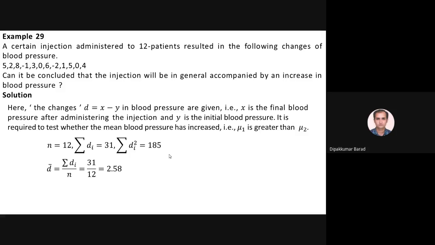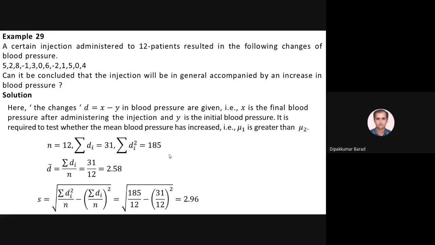Now we need to find d bar here. So summation di upon n is 2.58. Now s, which we can calculate, is under root summation di square upon n minus summation di upon n whole square. So we get 2.96 here.